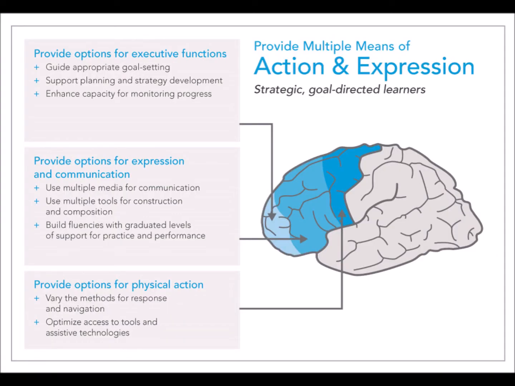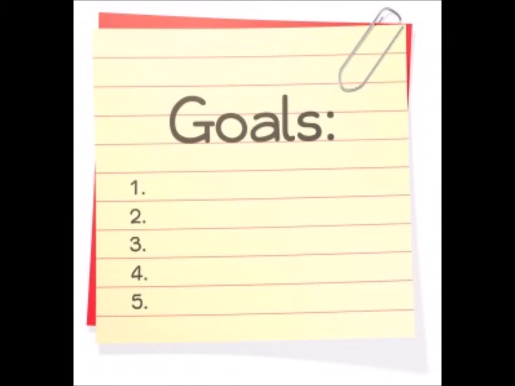The final principle is to provide multiple means of action and expression. The first guideline here is to provide options for executive functions. Executive functions are a set of mental processes that guide pattern recognition, planning, organization, self-regulation, self-assessment, and decision-making. This principle is connected to the previous two, as it relates to the neuroscience behind the UDL framework.